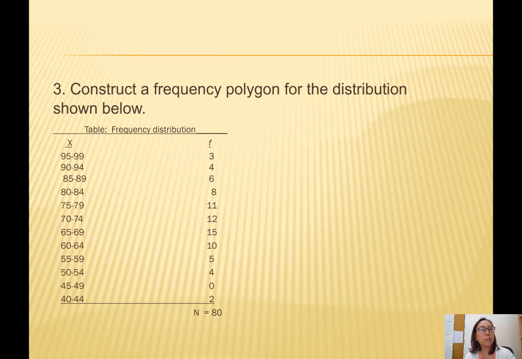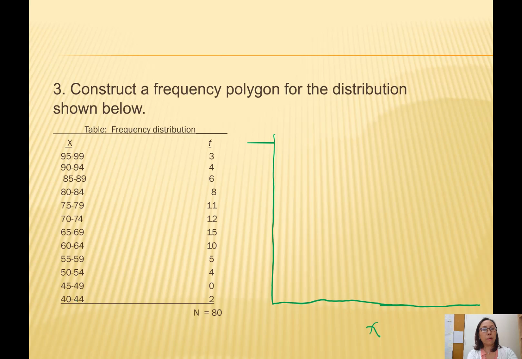So the interval size here is 5. Here you see the frequencies, with the n of 80. Now, to draw a polygon, the horizontal line is going to represent the x variable. Because we're looking at ranges of scores, and also because we're connecting the dots, let's list the number that is in the middle within each range.